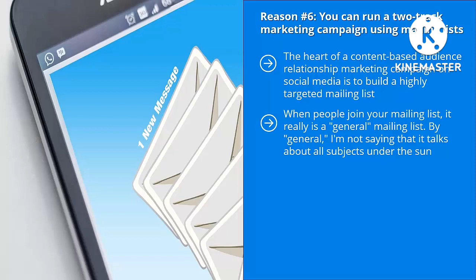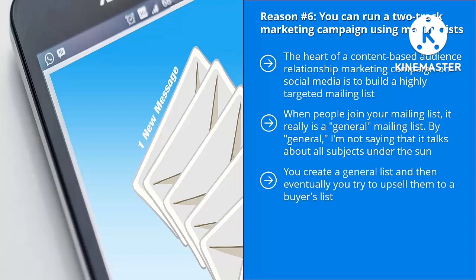I'm not talking about that. Instead, I'm talking about general interest in the specific topic. You really don't know yet at this point who is a buyer and who is a person who is simply looking for information and is still trying to make up their minds whether they trust you enough. You create a general list, and then eventually you try to upsell them to a buyer's list. And how do you do that?